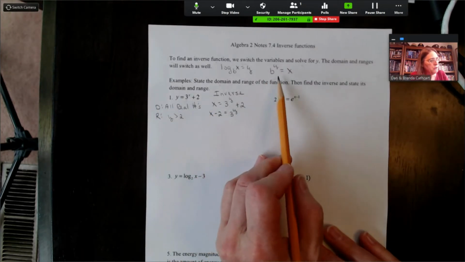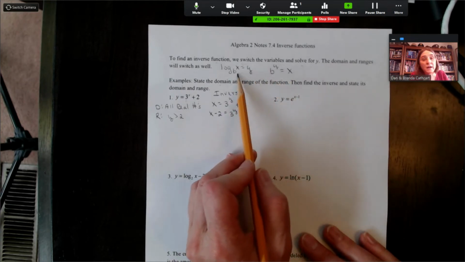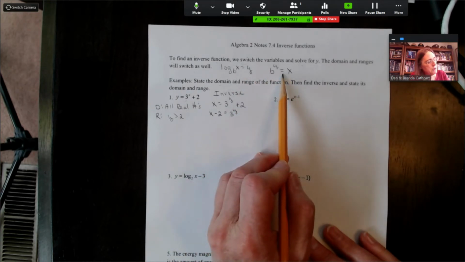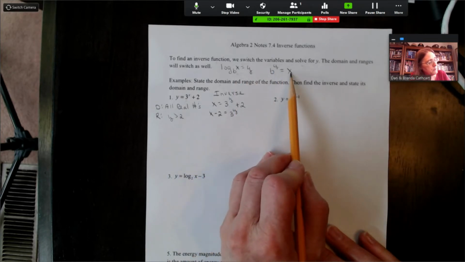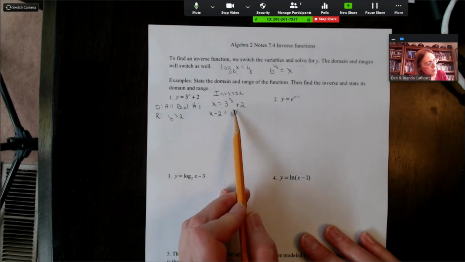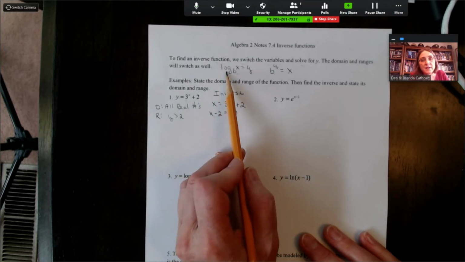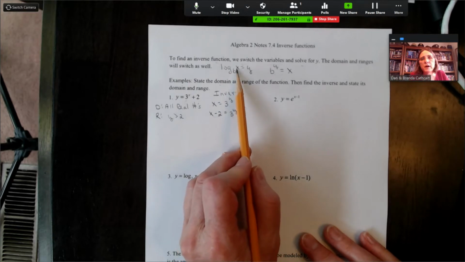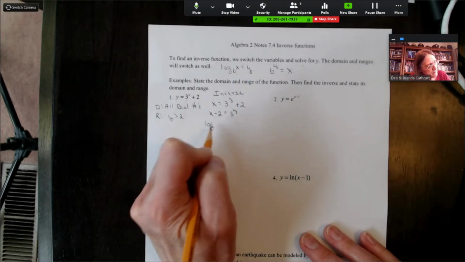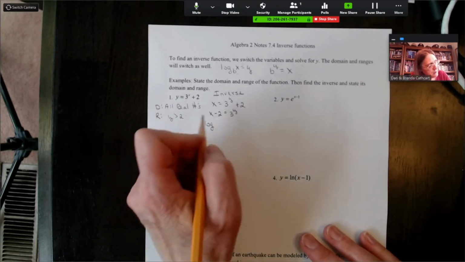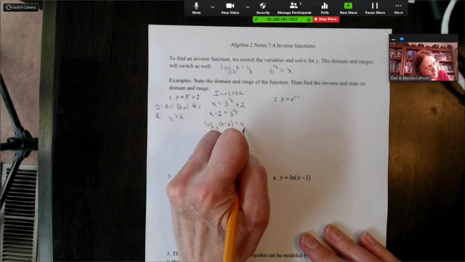And now we're going to use our properties of how to write exponential equations as log equations, that b raised to the power of y is equal to x. So here's our b raised to the power of y equals x minus 2. That's the same as log base b of x equals y. So this is the same as log, our base is 3, of x minus 2 is equal to y.